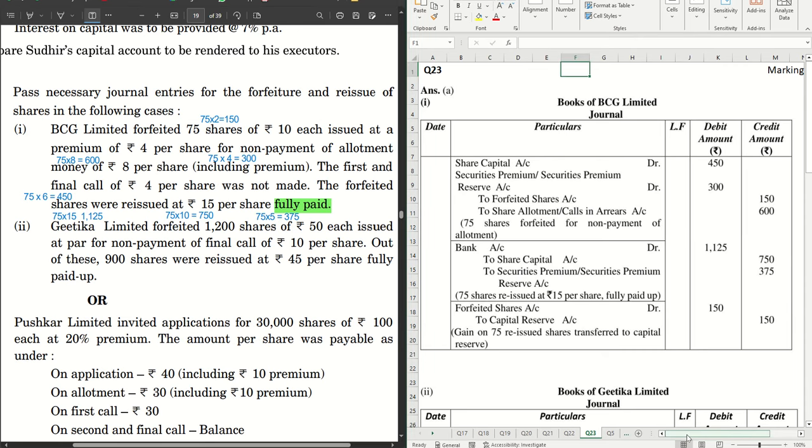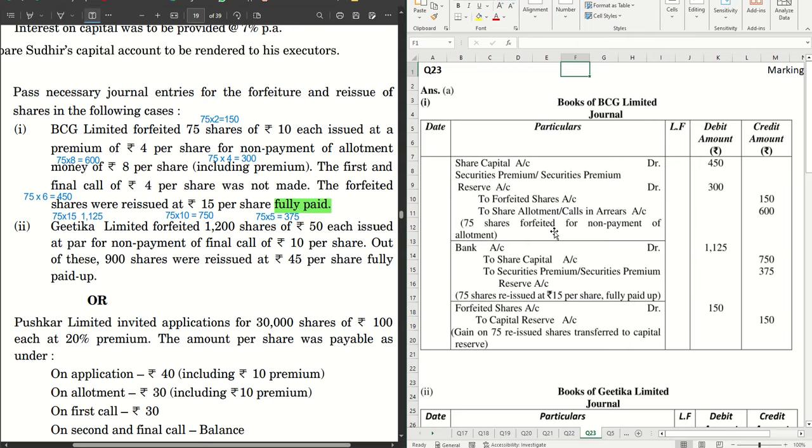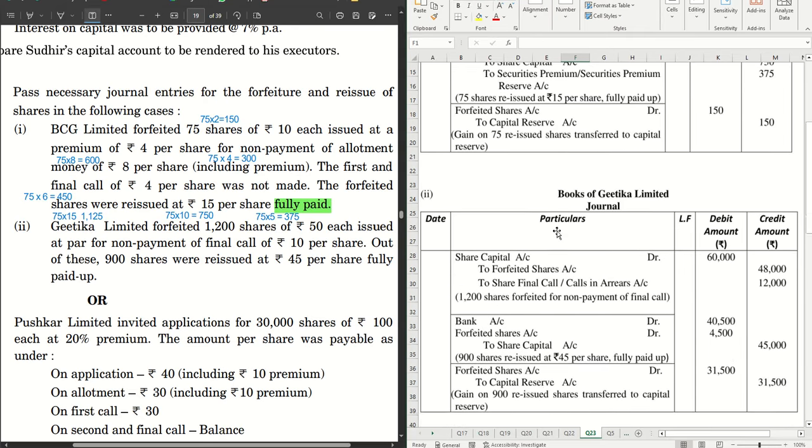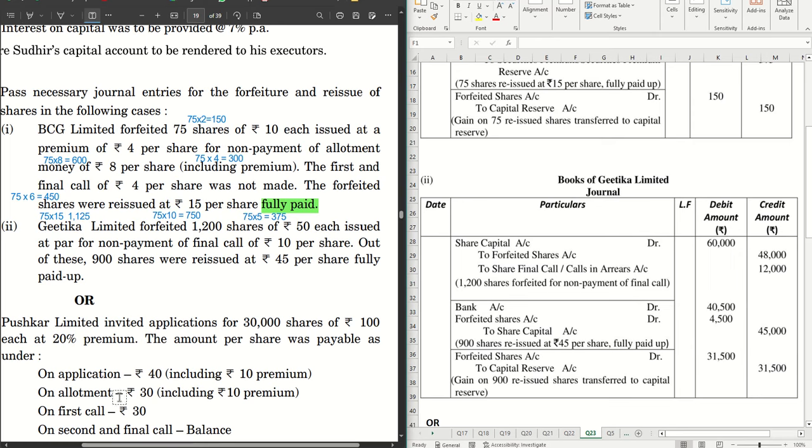And if you see the marking scheme, there are 3 journals for this, and each journal carries 1 mark. So you have to be careful. You have to get these journals correct to be able to score 1 mark each and a total of 3 marks. Let's move on to the Roman 2 of this question, which is on forfeiture again.